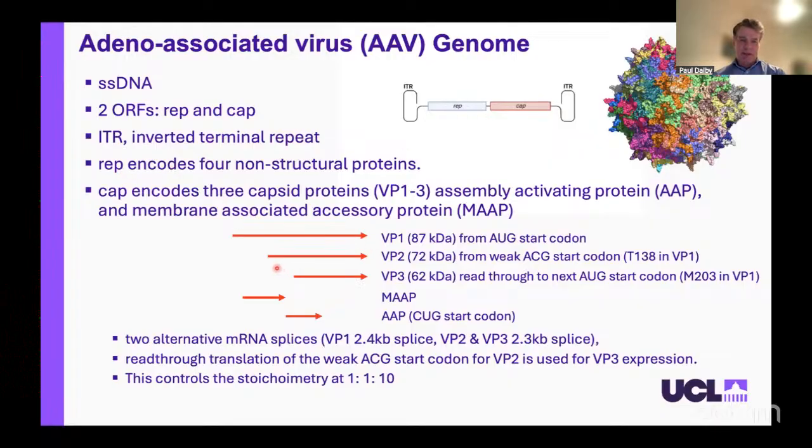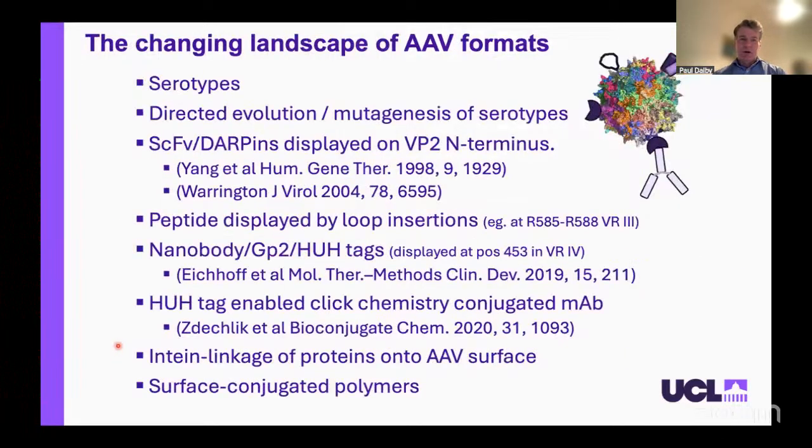I've already mentioned these three different proteins, VP1, VP2, VP3, which are expressed from the same gene, but with different start codons producing the different proteins. But there's also another protein, a helper protein, encoded within those genomes in slightly different frames. So we have to take that into account when we're engineering VP3, that we might also be disrupting some of those sequences as well.